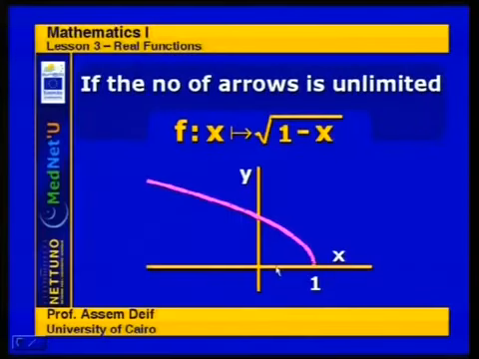So 1 minus x greater or equal to 0 leads to x less or equal to 1. So in fact, what you have reached here is that the domain of this function is the closed interval from minus infinity up till 1, closed at 1. As to the range of this function, it is from 0 to infinity.